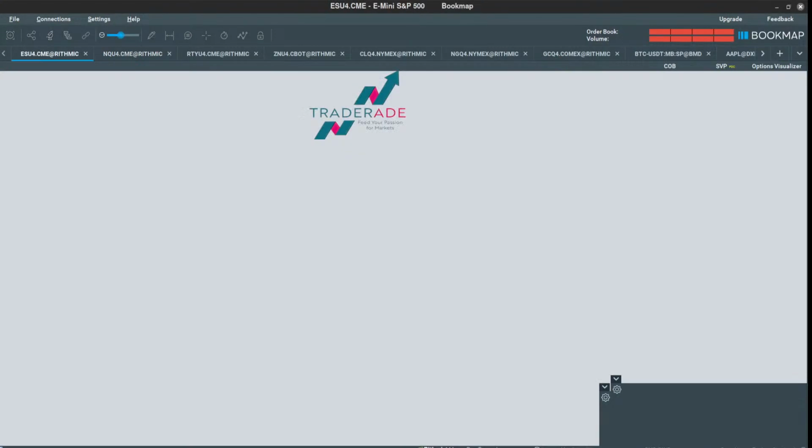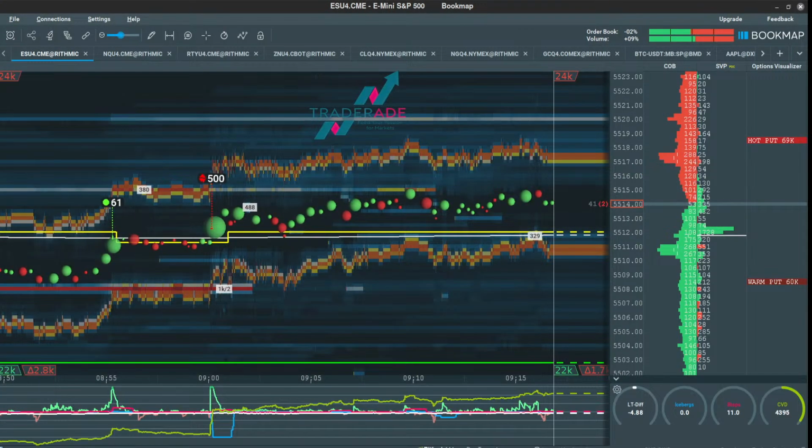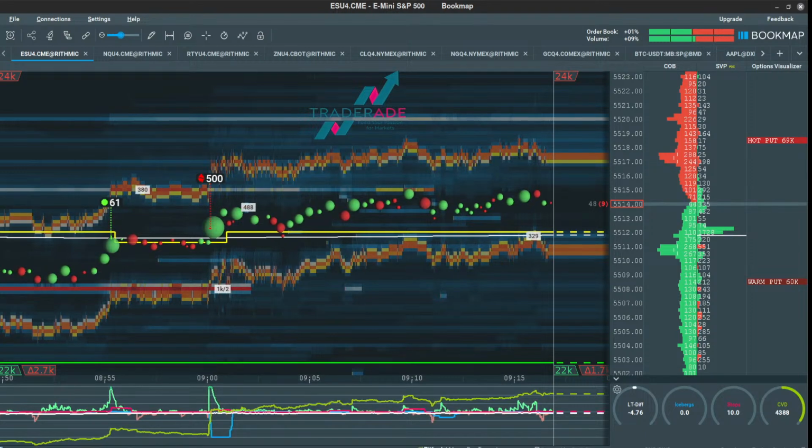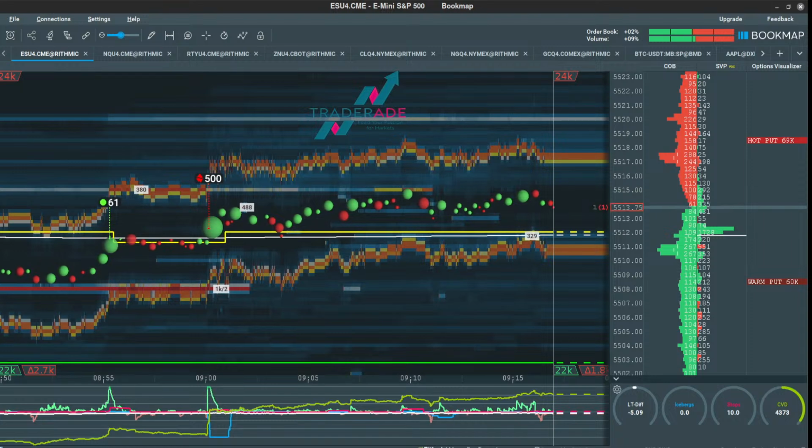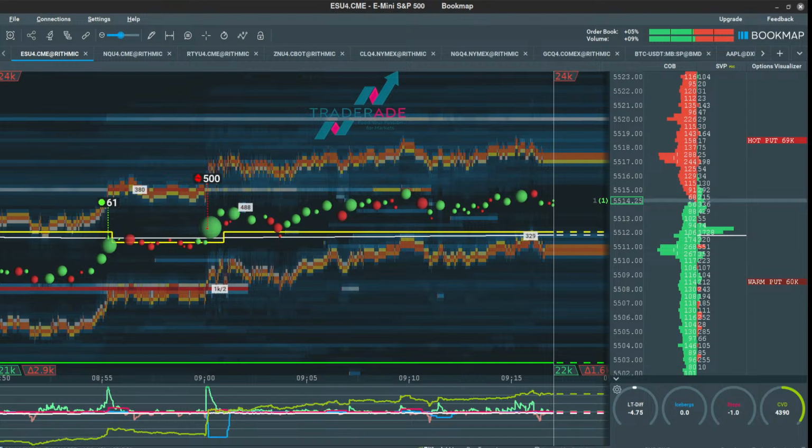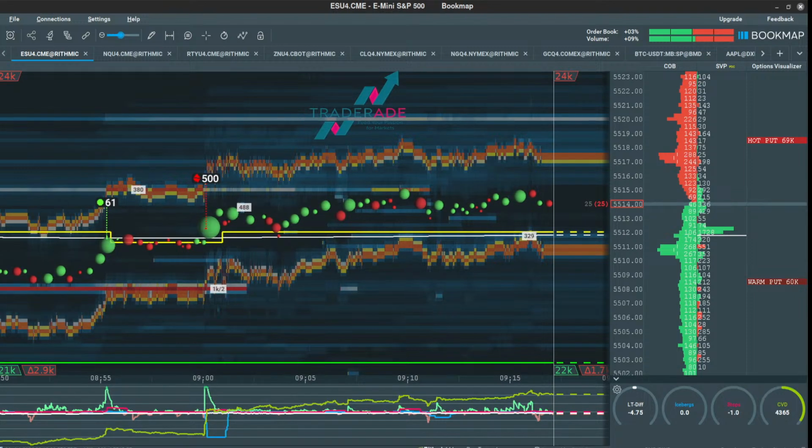So we can see if we go back to ES, we're just kind of chopping around that level. Point of control is below us. VWAP is below us. So let's see how we do at the open. It's just about 13 minutes away. But we'll be watching these levels and getting a better sense as to whether we have a bit of an edge for that intraday short thesis.